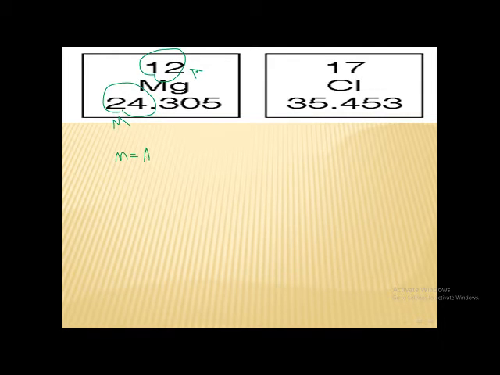If I want to find the number of neutrons, first, what is the mass number? It is 24, and what is the atomic number? It is 12. And what is the number of neutrons? So in the result, the number of neutrons will be 12.